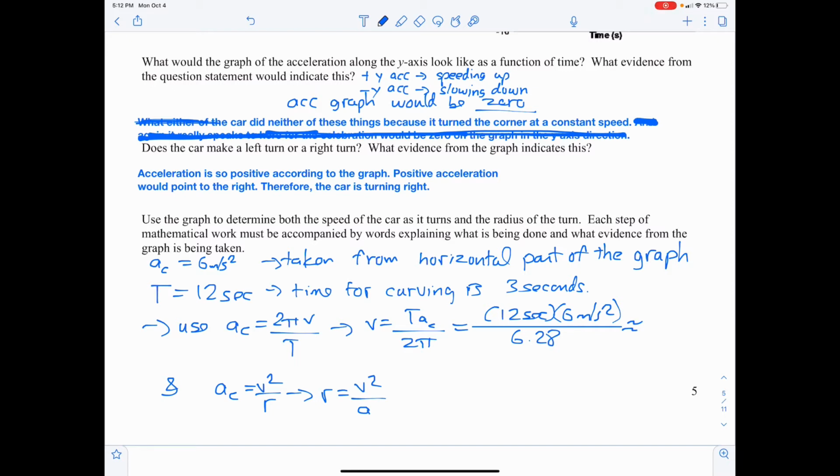And we'll put that in our calculator. We get approximately 11.5 meters per second. And that makes this a really easy calculation of 11.5 squared over 6. And we get approximately a 22 meter radius of circular curve.